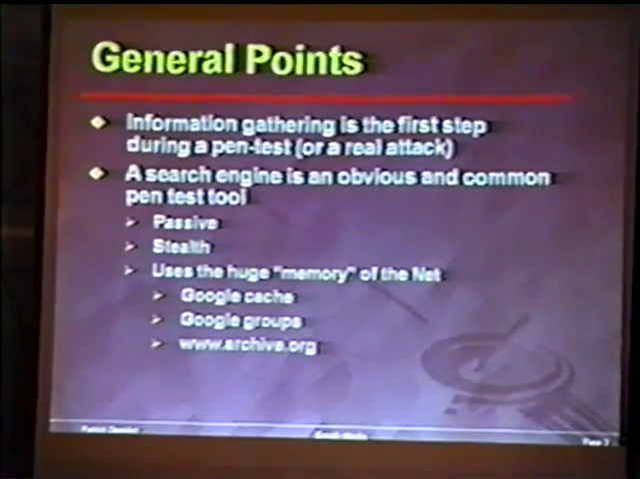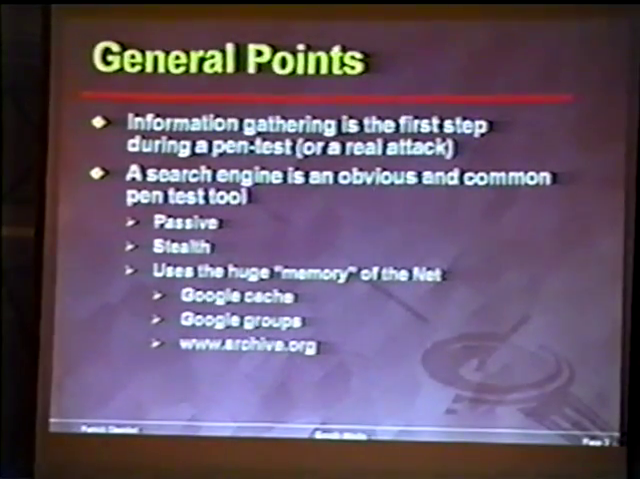So a search engine like Google is obviously a common pen test tool. Why? Because it's passive. You can get some information without sending packets to your target. It's stealth for the same reason. So the first phase can last some days, some weeks, even some months, and the target isn't aware.